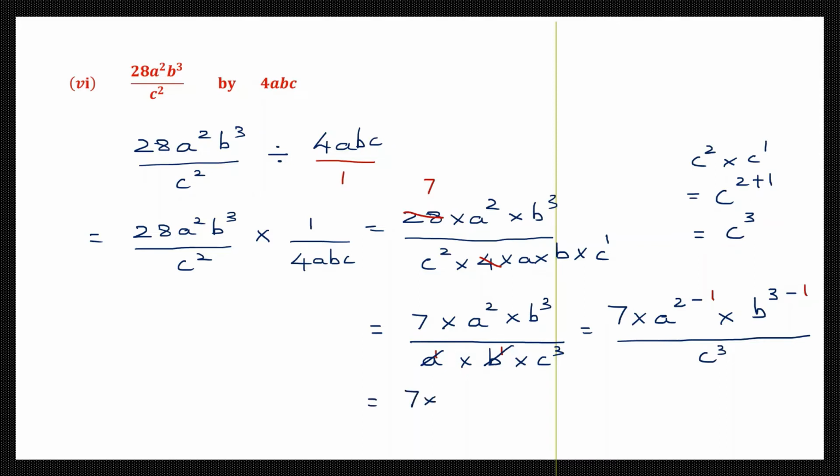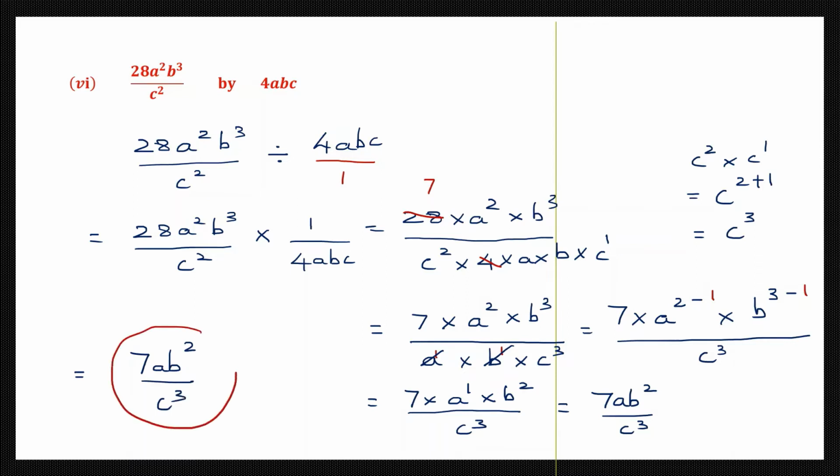So what do I have? 7 into a to the power of 2 minus 1 is 1, into b to the power of 3 minus 1 is 2, and c cube. So I have 7ab square by c to the power of 3. So my final answer, let me write it here, 7a, b to the power of 2 and c to the power of 3. So this will be my final answer.